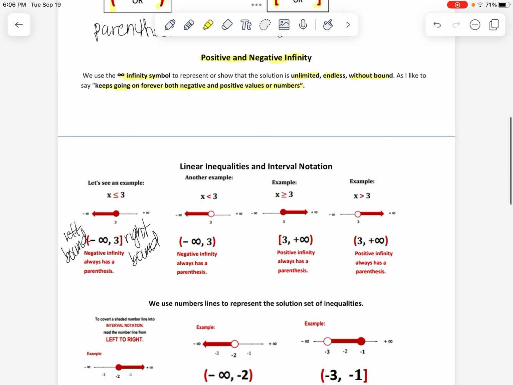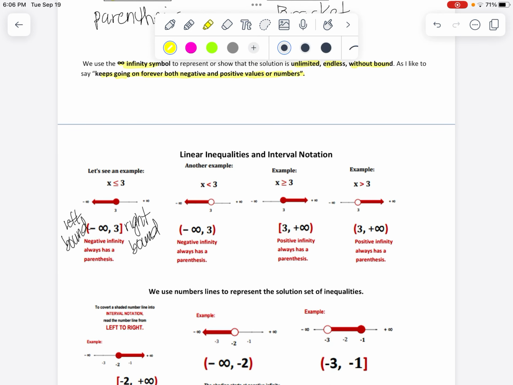So let's look at these examples. The very first thing I'm going to highlight is the inequality: x is less than or equal to 3. The next thing I'm going to highlight is how it would look on a number line. Basically we want all the values that are less than or equal to 3. You always start on your left bound. How far left did it go? To infinity, and that's why we write negative infinity. Then we use the parentheses. How far right did it go? To 3. And because that circle is closed, we can use the bracket.